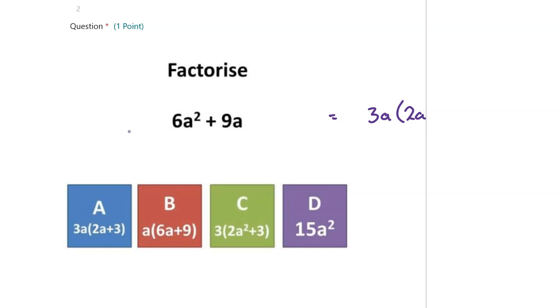Now when I expand that, I will get 6a squared. To get 9a, the factor of 3 and an a have gone out the front. There's a factor of 3 left over. So 3a outside of 2a plus 3. Looking for answer A.